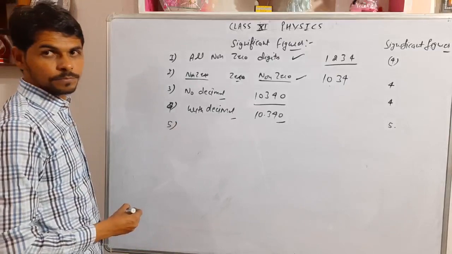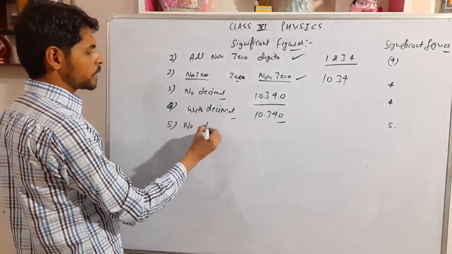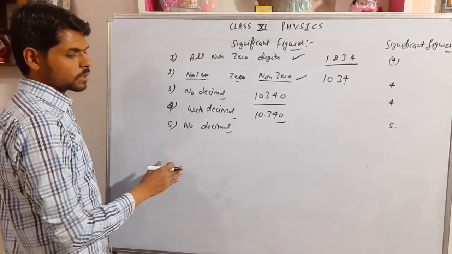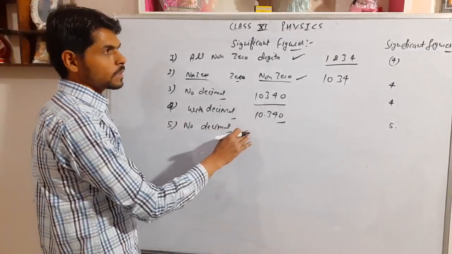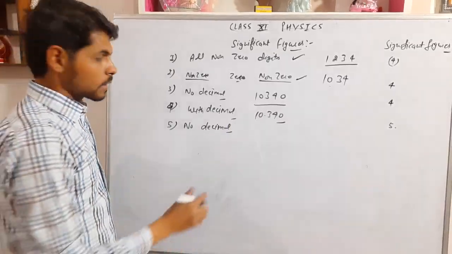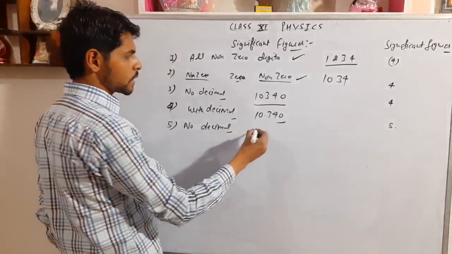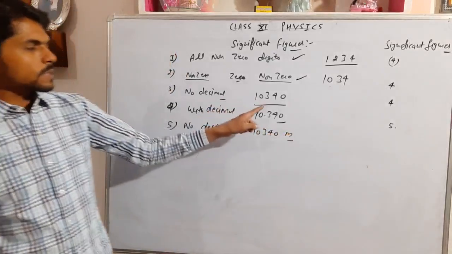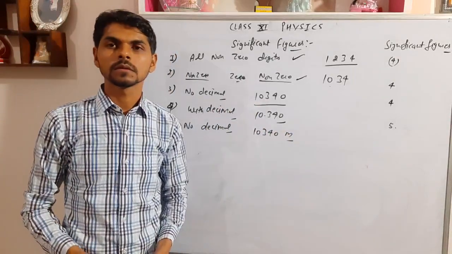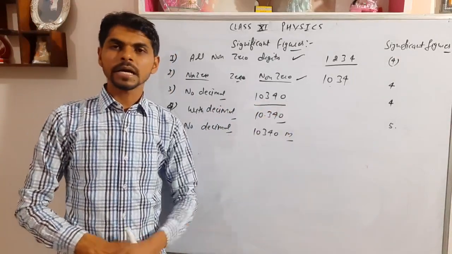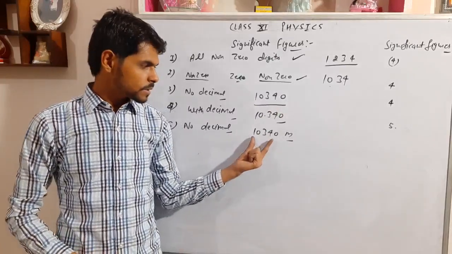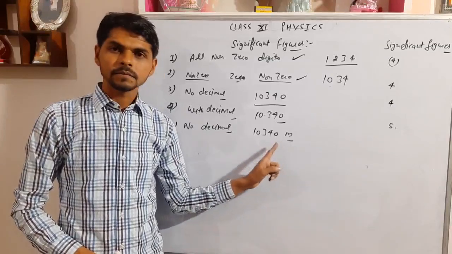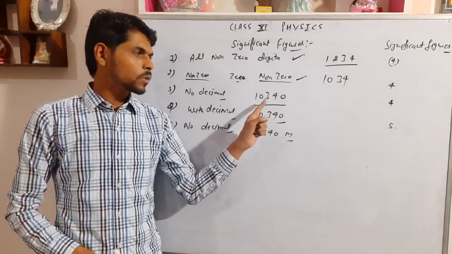So fifth: if a number is without a decimal, and the unit is there. Suppose this is the number, but the meter is given. So this was the number, but now this is a measurement, because before there was no unit. A measurement has a numerical value as well as a unit. This is the measurement and this is the unit.